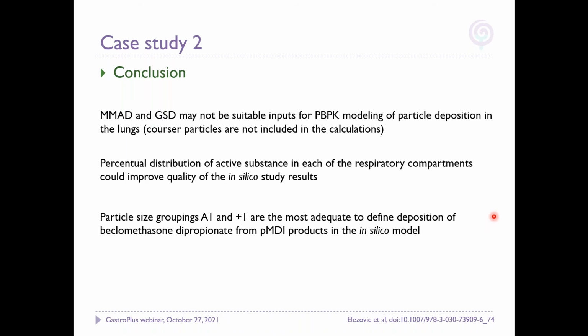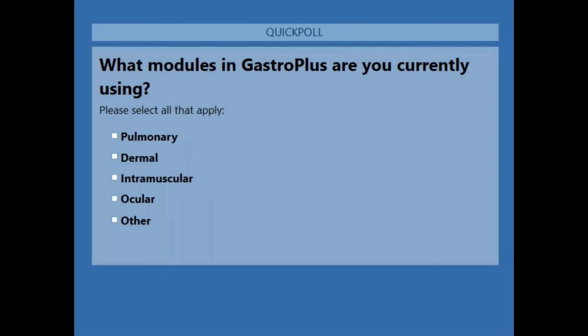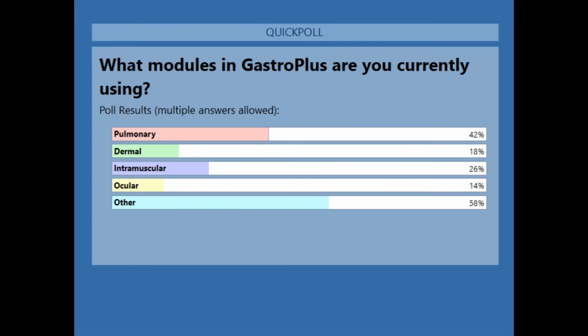Yes, so the poll question is, what modules in GastroPlus are you currently using? And you can select more than one answer here. I'll give everybody a few more seconds here. All right, so it looks like some of you are pulmonary, dermal. There's kind of a good mix amongst everything. That's good to know. Thank you.